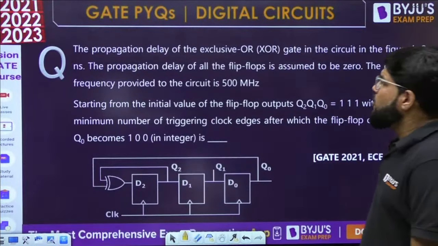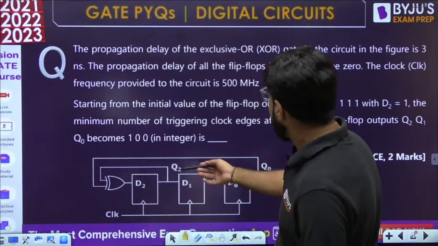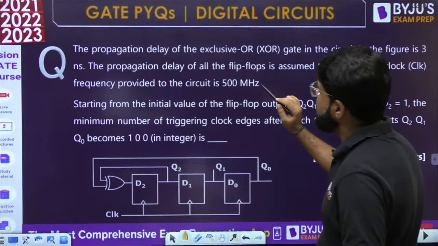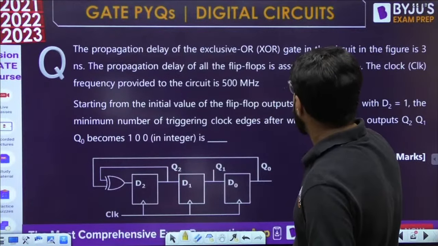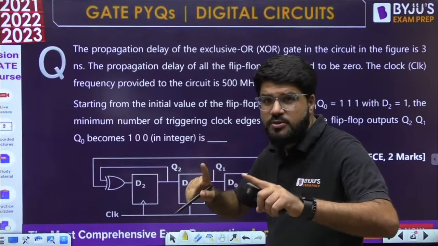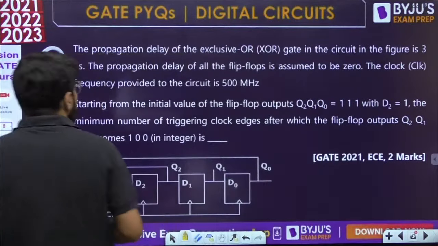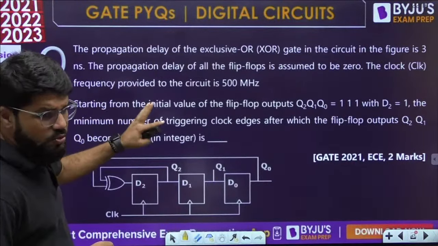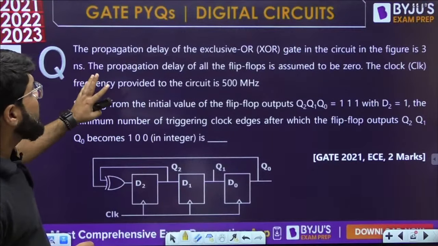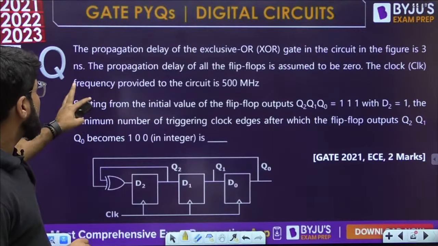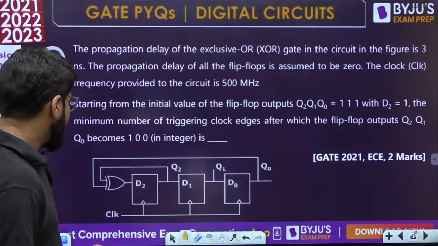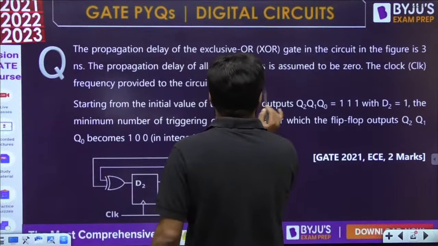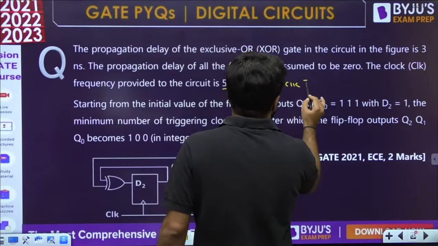Here it is. The propagation delay of the exclusive OR, that is the XOR gate in the circuit, is 3 nanoseconds. Propagation delay of all flip-flops is assumed to be 0. A hypothetical situation, but a very good question. The clock frequency provided is 500 megahertz. So what is the clock time period?